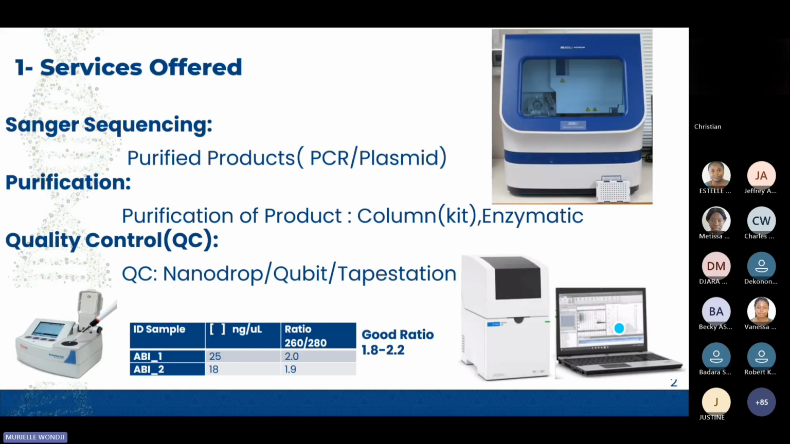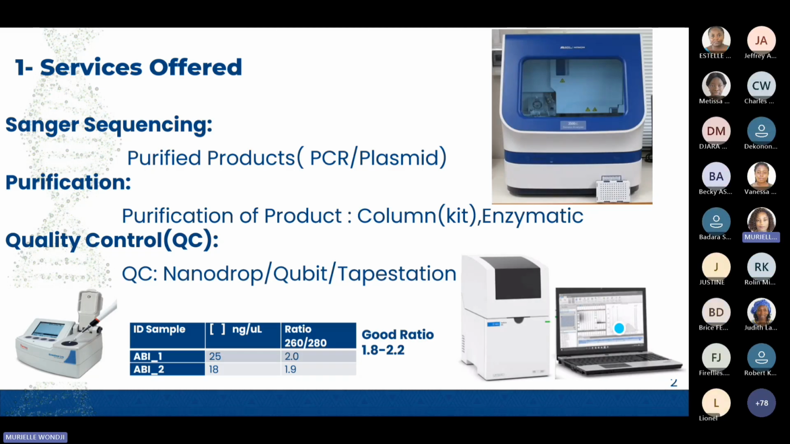The service we are offering now at CRID is Sanger sequencing. You may have seen the flyers around on all the different forums. We want to sequence using the Sanger method the purified PCR products or the plasmid. We are also offering purification methods and also QC, but this will be at extra cost.